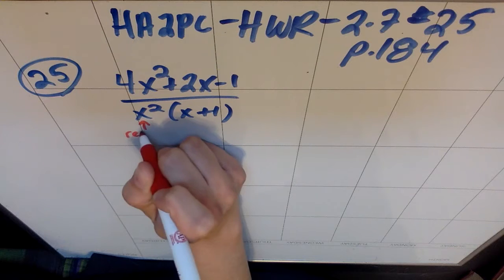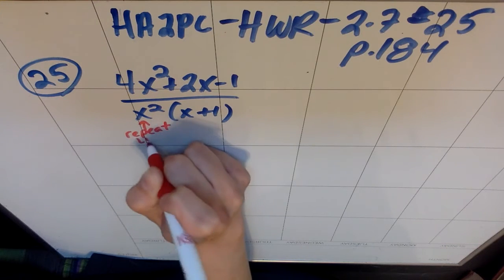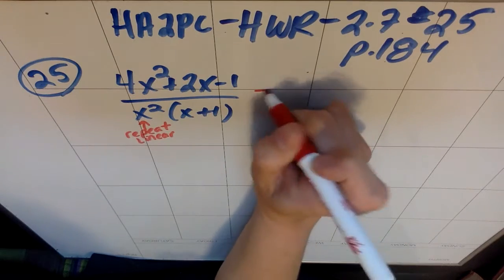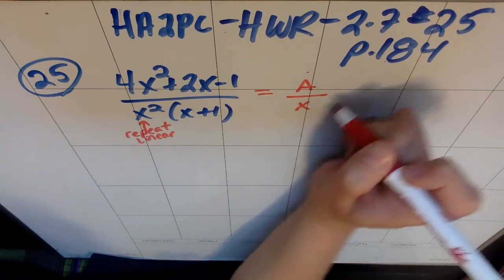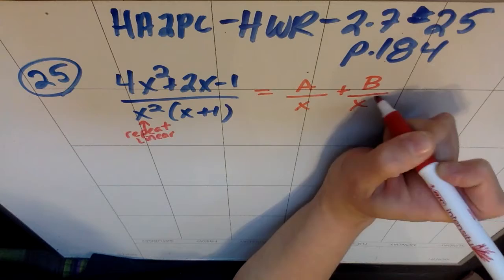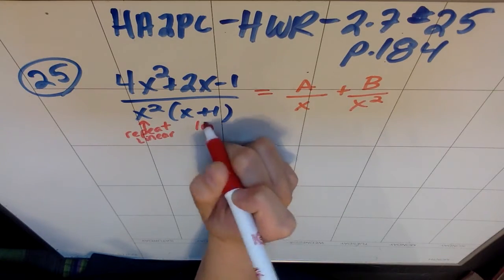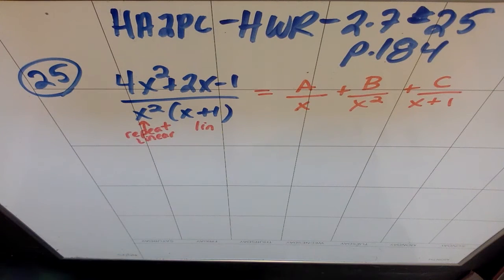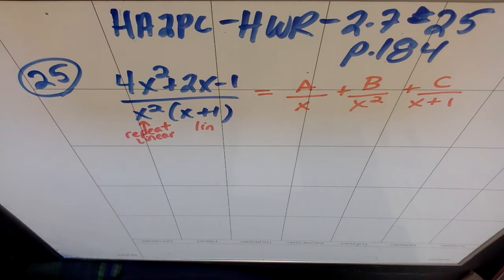This is a repeat linear factor, right? So the factor is an x, and it just happens to be an x times another x. So I'm going to get two fractions from that, an A over x plus a B over x squared. Right? And then this is also a linear factor, so I'm going to get a C over x plus 1.